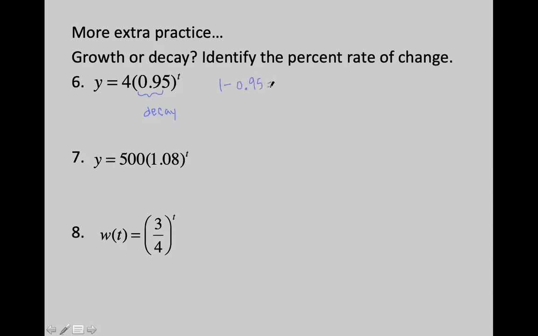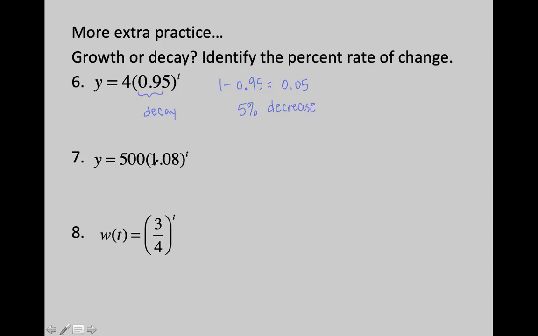And I'm going to get 0.05. So what is the percent of change? It is a 5% rate of change, right? It's a decrease, right? It's decreasing by that amount because it's exponential decay. All right, let's look at our next one.